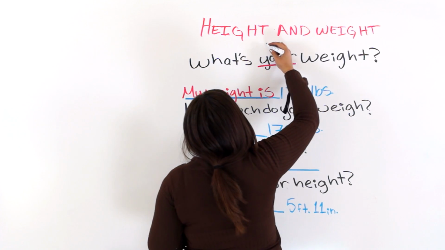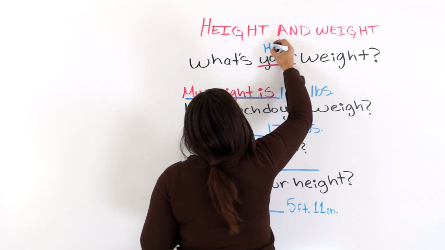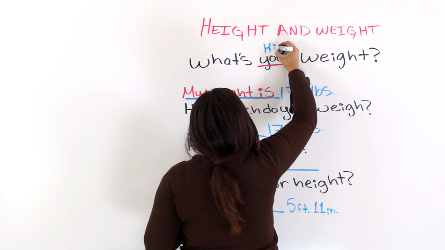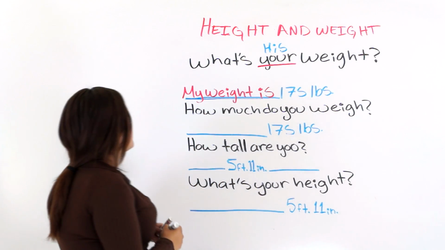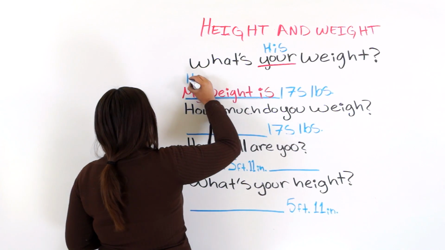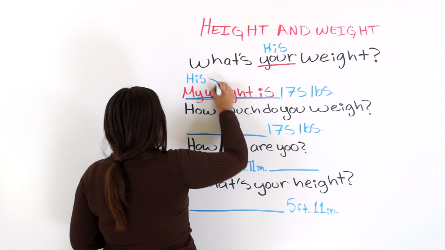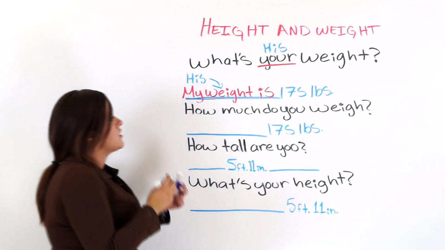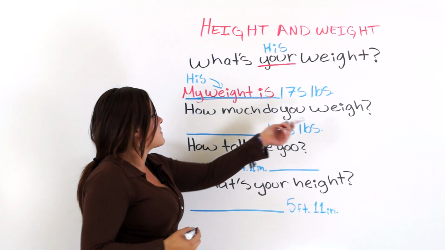Okay, if you inquire about somebody else's weight, you could change the question. For example, if I inquire about your boyfriend's weight, I would say, what's his weight? Then instead of saying my weight is, you would say, that's right, his weight is 175 pounds.